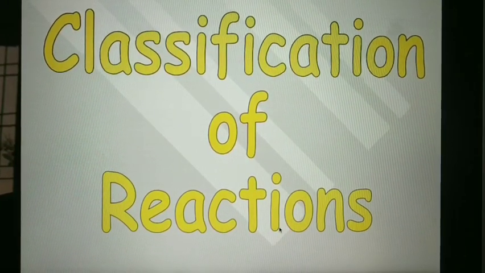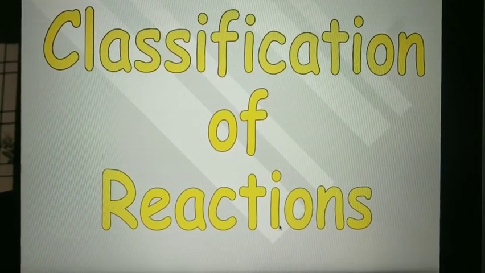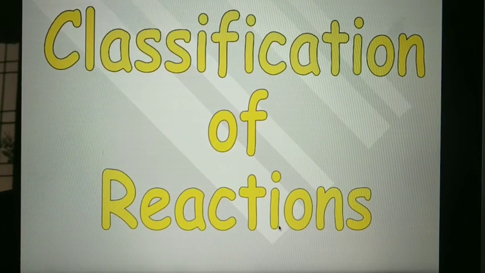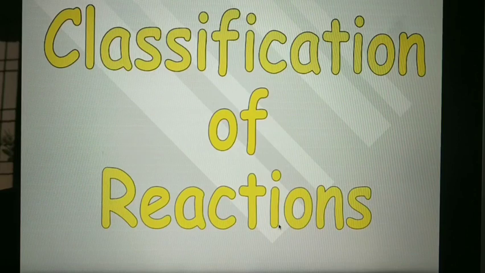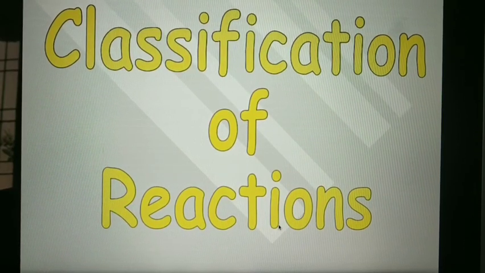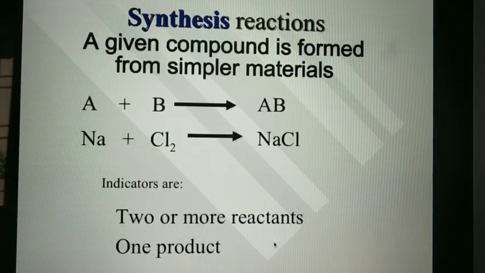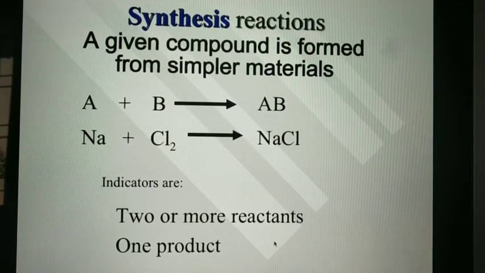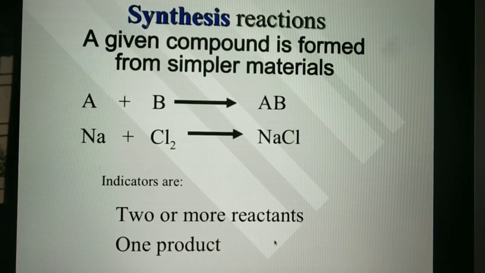So today we are going to classify reactions on the basis of their nature. On the basis of their nature, the chemical reactions are of how many types? 8 types, no. So that one we will discuss in a detailed way. So the first reaction is combination reaction or synthesis reaction.